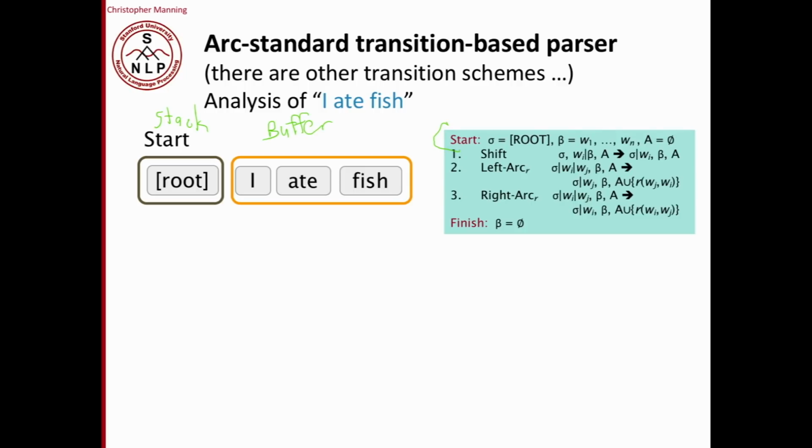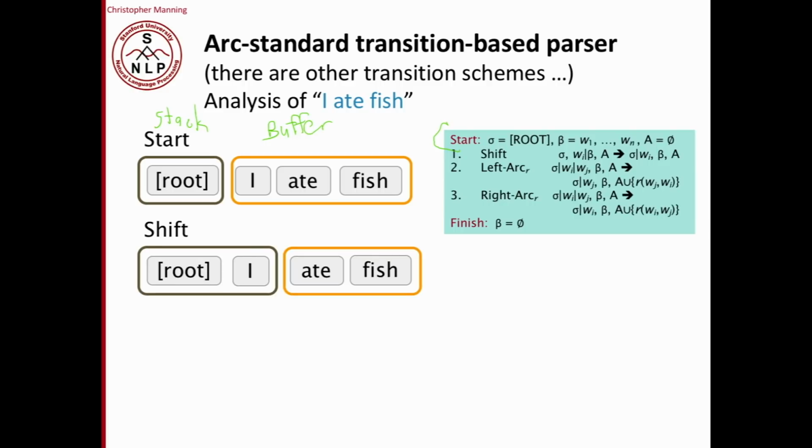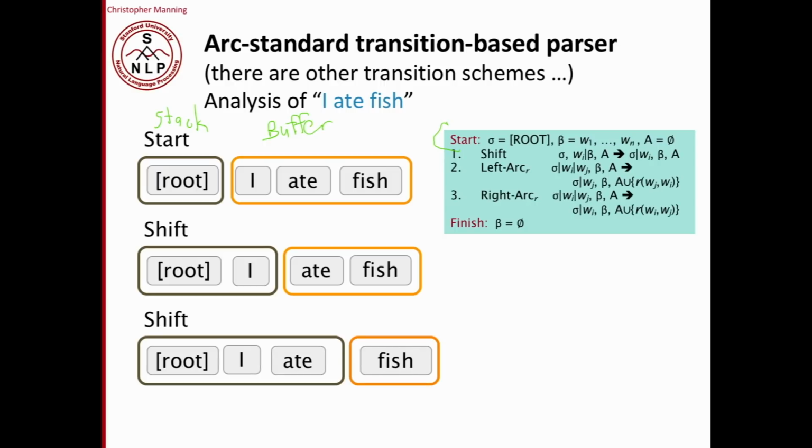Okay, and so the actions I can take are to shift things onto the stack or to do the equivalent of a reduce where I build dependencies. So starting off, I can't build a dependency because I only have root on the stack, so the only thing I can do is shift. So I can shift I onto the stack. Now I could at this point say, let's build a dependency, I is a dependent of root, but that would be the wrong analysis because really the head of this sentence is ate, so I'm a clever boy and I shift again, and now I have root, I, ate on the stack.